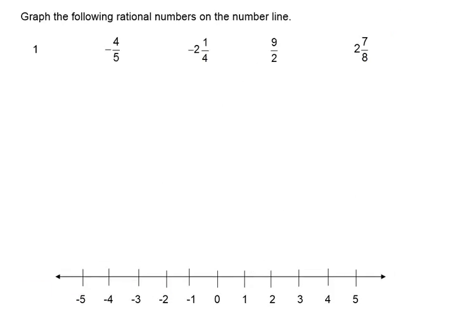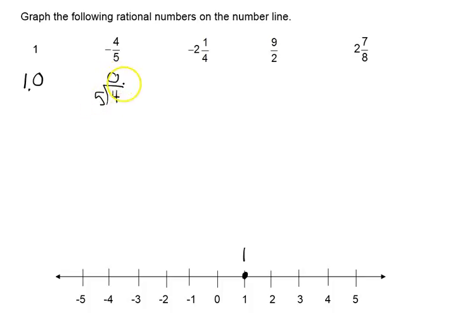If you turn the page, you will find our next example, and we're going to graph these 5 rational numbers on the number line. So 1 is the same thing as 1.0, so we're going to come down here and graph 1. -4/5. We're going to worry about the negative at the end, so we know it has to be less than 0. 4 divided by 5.